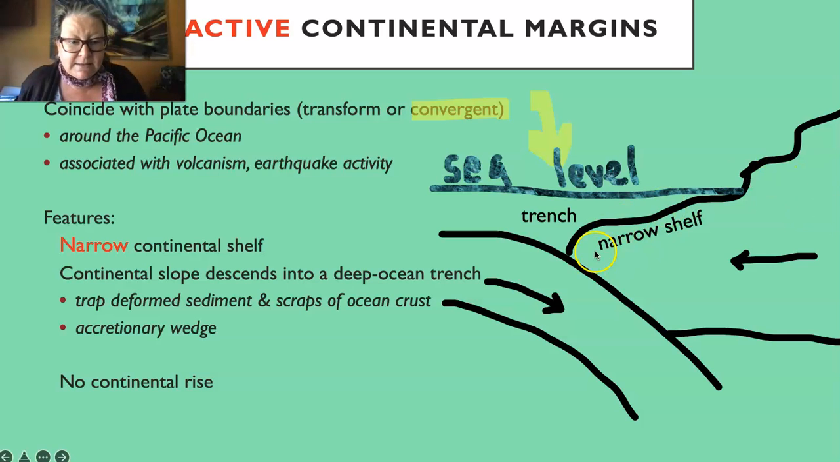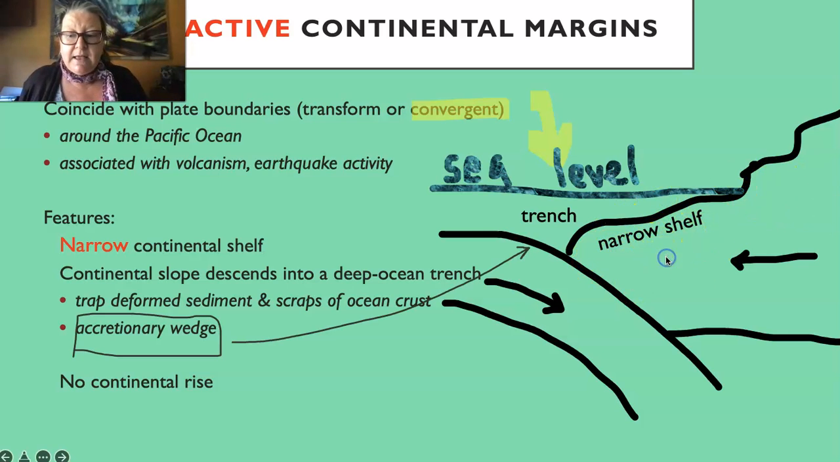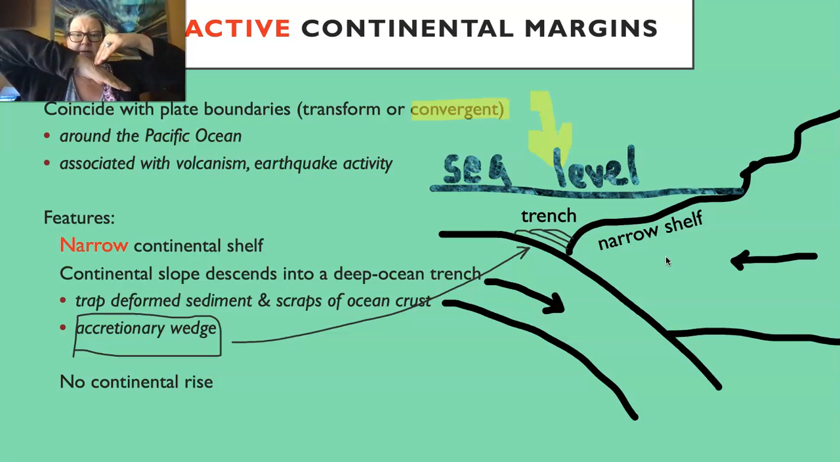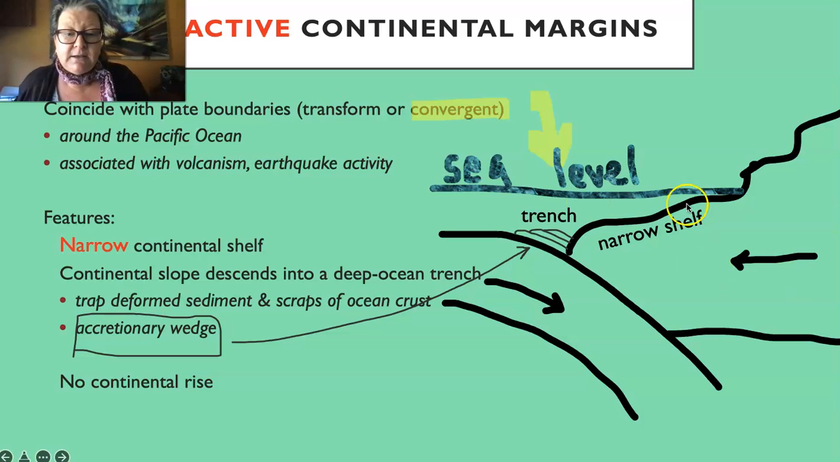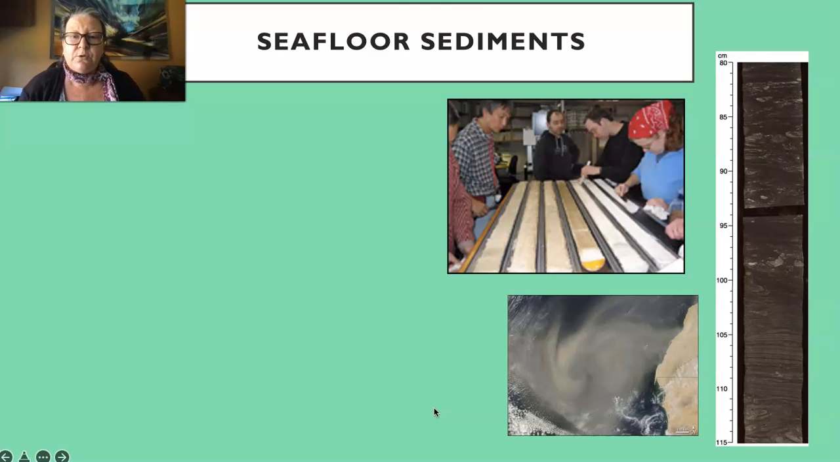The shelf is, as I said, narrow to non-existent. And then the accretionary wedge is material that gets trapped in the trench as those plates continue to move towards each other. So if you think about my sweater as sediment on the ocean plate, as it goes down, it gets scraped and bunched up. Okay, and so that material right there is the accretionary wedge. So that was a quick overview of passive and active margins that I know you have seen in other videos, but I just wanted to summarize it quickly.